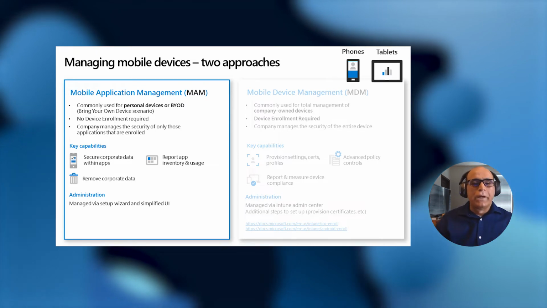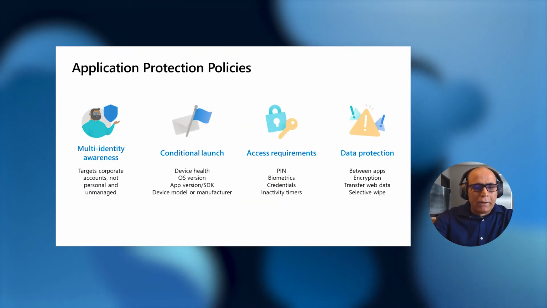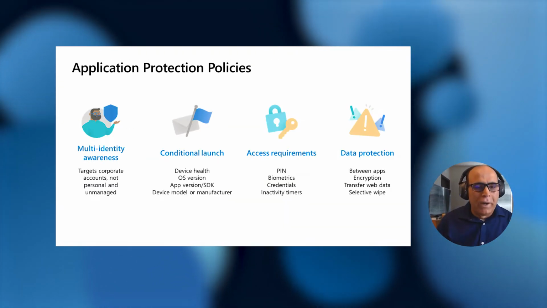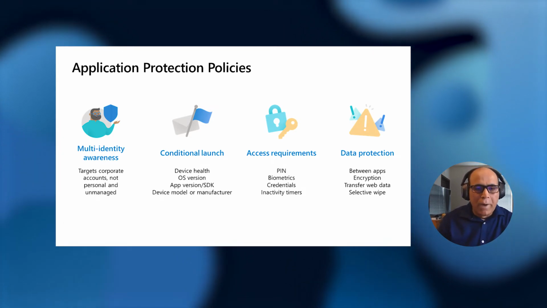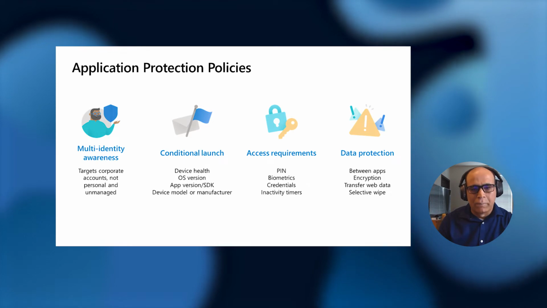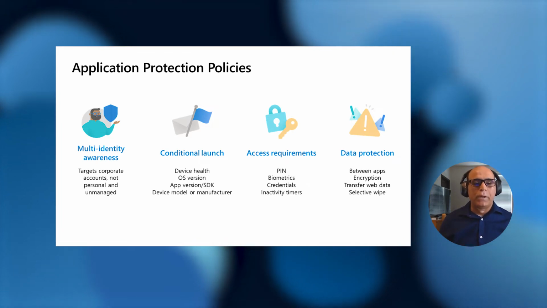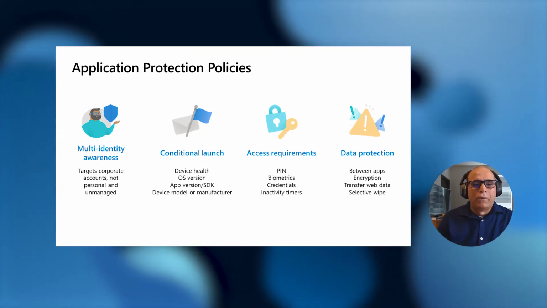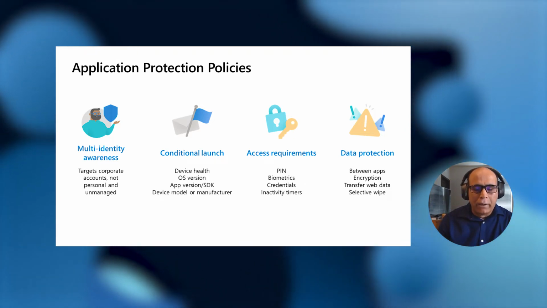Then you will see in the next slide, in mobile application management, what we can do here is multi-identity awareness. So you target corporate accounts, and we are not talking about personal or unmanaged ones. You can also look at the OS version, even dictate which OS version is required, and block certain ones. You can look at the device health and set up a compliance level. The access requirements include a PIN. Normally it's 4-digit, but whenever you are managing that app, we recommend a 6-digit PIN. It could also be biometrics.